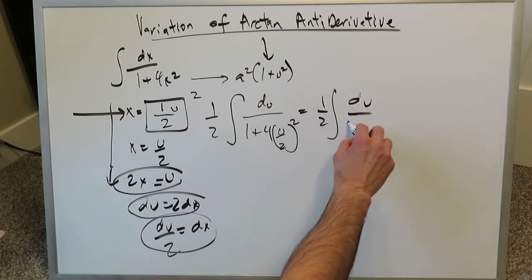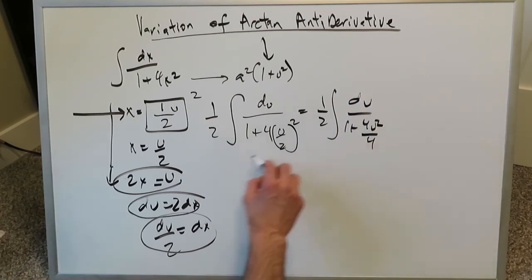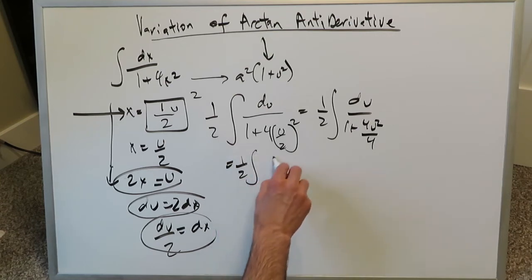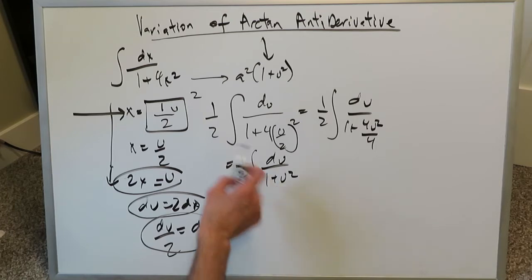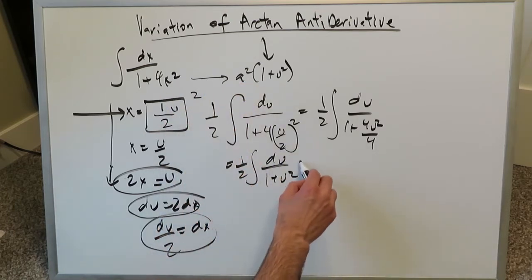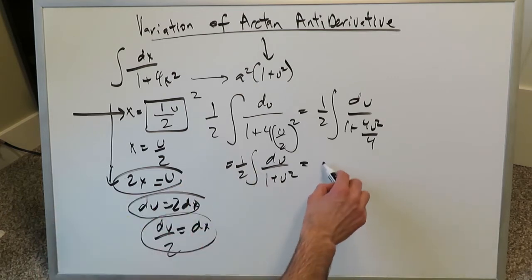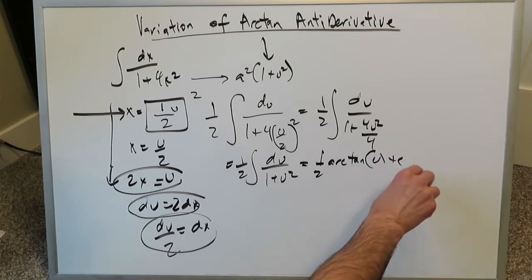You'll have du over 1 plus 4u squared over 4, which if you simplify you get 1 over 2 du over 1 plus u squared, and that's exactly what we're hoping for, 1 plus u squared. This a squared here is represented by a 1, an imaginary 1 in this case. Now you just do the antiderivative of this. You have 1 over 2 arctan u plus c, but what's u?